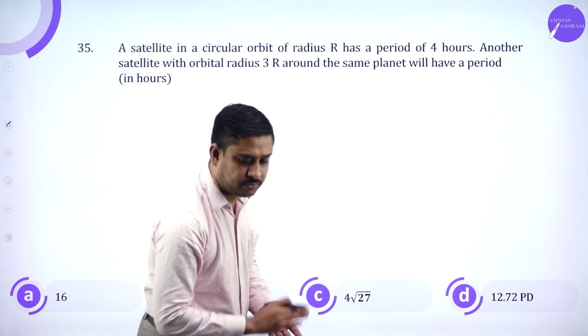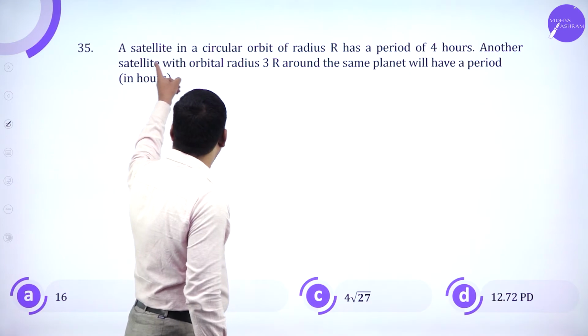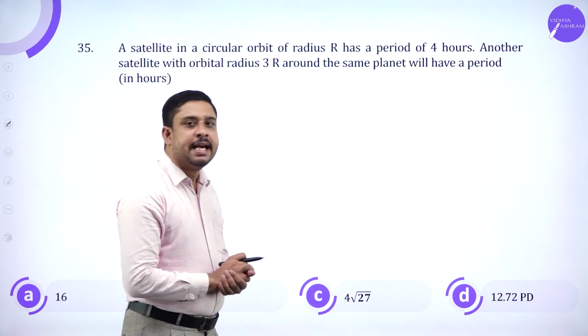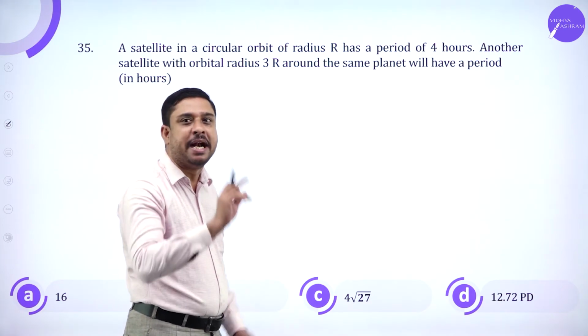Next one. A satellite in a circular orbit.